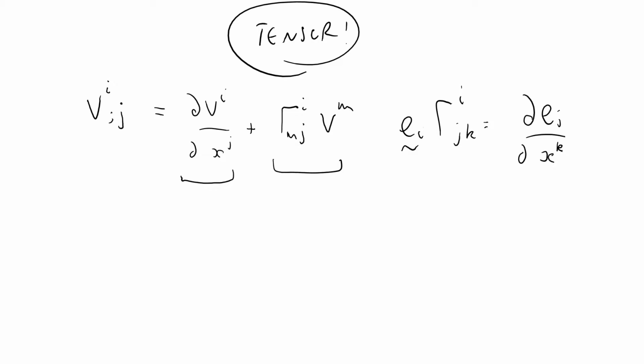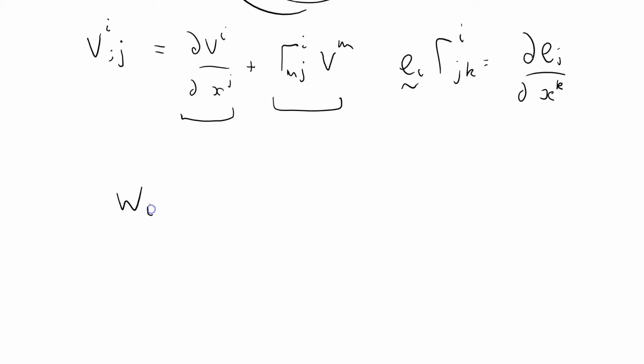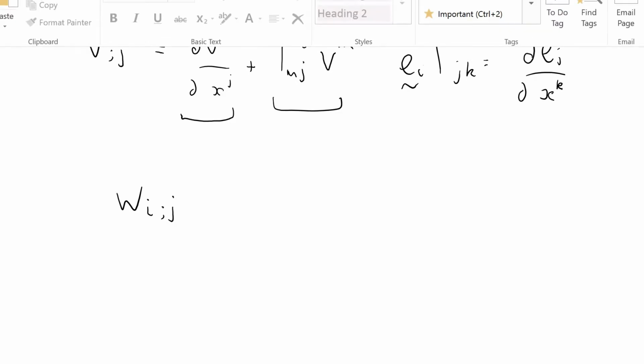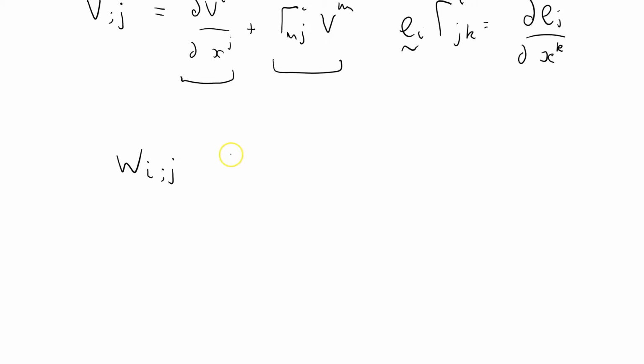Okay, so this is quite a useful thing. We're going to need this over and over again when we get back to physics. What I want to do now is to think about a vector. Let's call it W, with a covariant index, and I want to differentiate that covariantly. I want to differentiate it, and I want this to be a tensor.